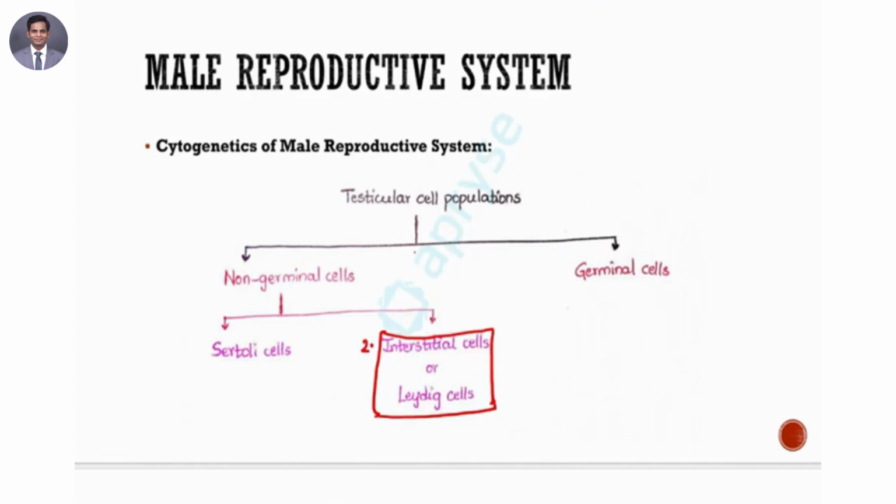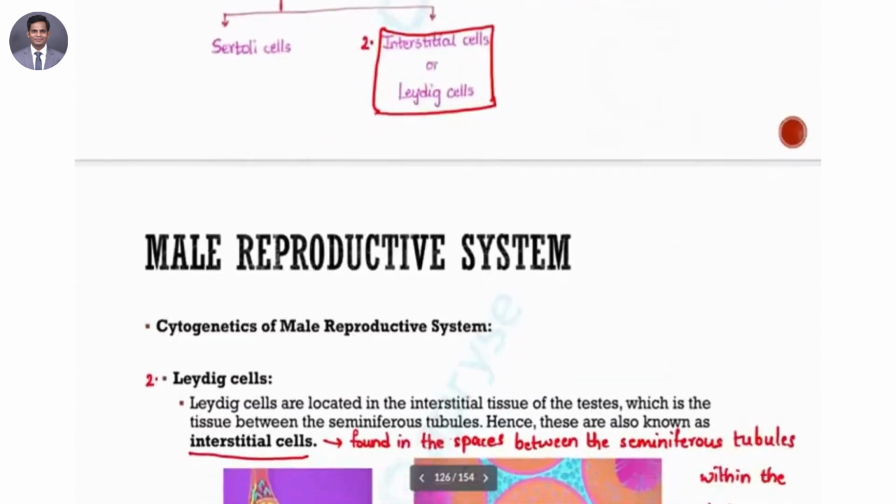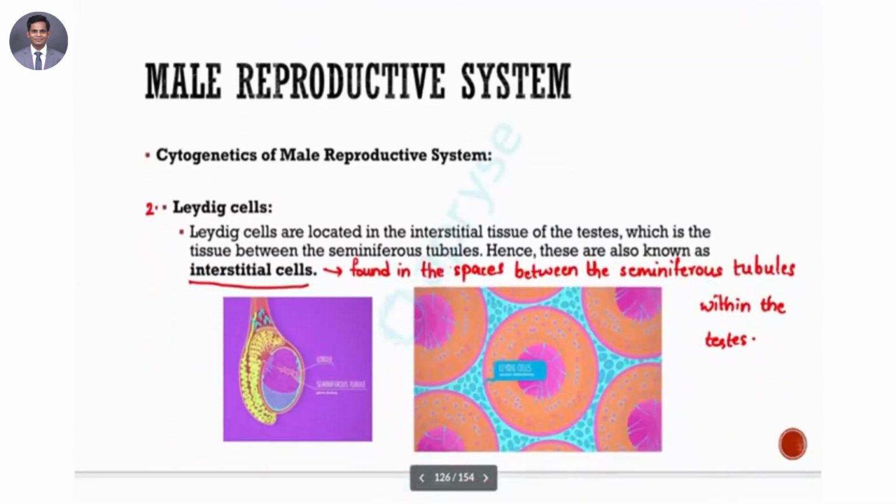So the second one is going to be the Leydig cells, or interstitial cells. Leydig cells are situated in the interstitial tissue of the testes. If you see this here, you can see the sky blue color. That is where you have the Leydig cells present.